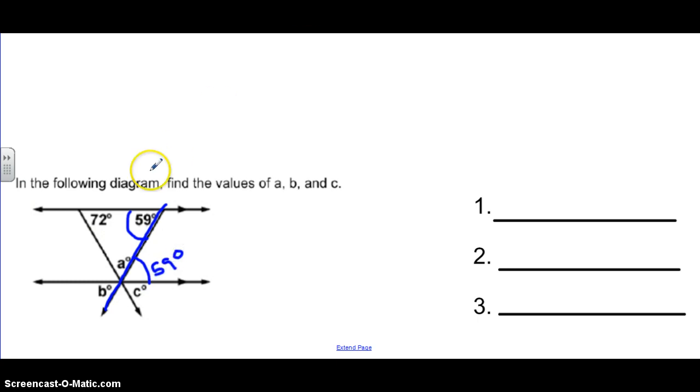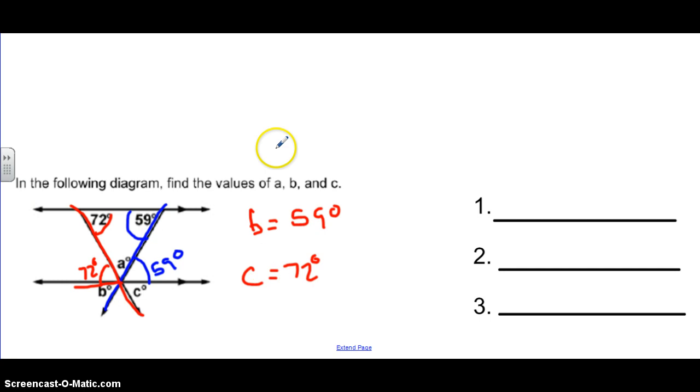Now what I could also say is I have another transversal. And if this is 72, then I could say that this is also 72 degrees, right? Because these are alternate interior angles. Now based on this, I could conclude that B is equal to 59 degrees. Why? Because these are vertical angles, right? B is vertical angles with this guy. And I could then say C is equal to 72 degrees.